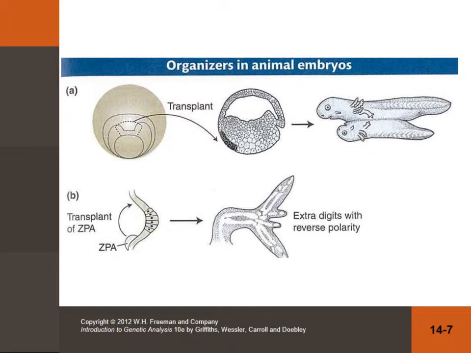We've got another example here in B. A region labelled here as ZPA was transplanted from the posterior part of a developing chick limb bud to the anterior part of the chick limb bud. And this organiser could induce extra digits, but those digits had reversed polarity with respect to the normal digits, which we can see to the right in B.